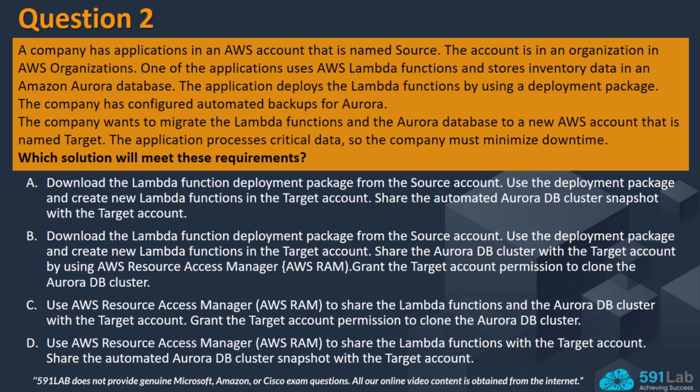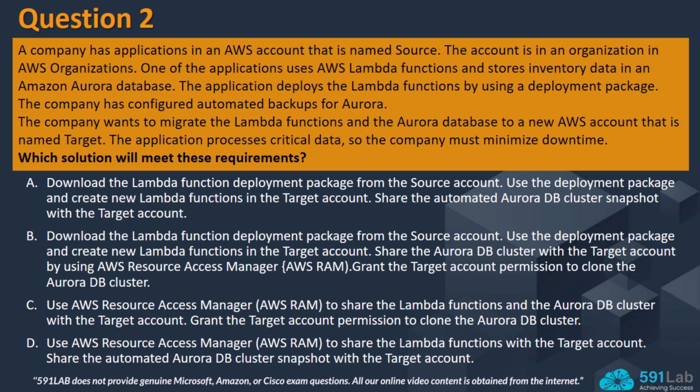Download the Lambda function deployment package from the source account, use the deployment package and create new Lambda function in the target account. Share the Aurora DB cluster with the target account by using AWS Resource Access Manager. Grant the target account permission to clone the Aurora DB cluster. This option is similar to option A, but additionally shares the Aurora DB cluster itself with the target account using AWS RAM. Granting permission to clone the Aurora DB cluster allows the target account to create a replica of the database, ensuring minimal downtime during migration.